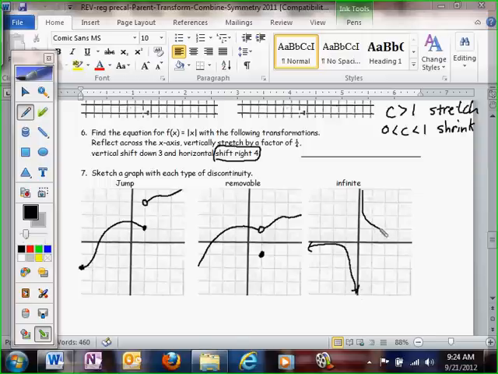And when you have infinite, this is where you have a place where, like the parent reciprocal function, it has infinite discontinuity at x equals 0 because there's this vertical asymptote. Again, refer to note card 11.